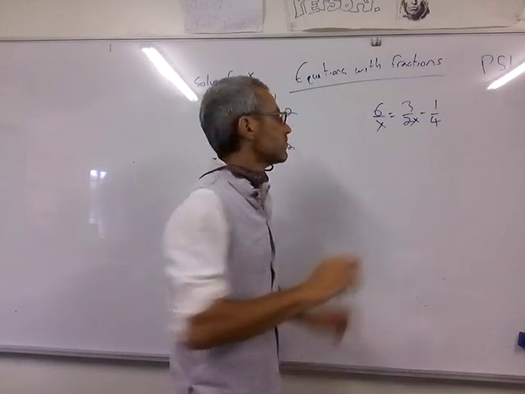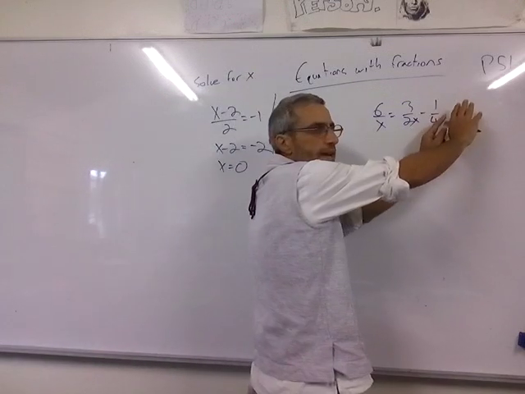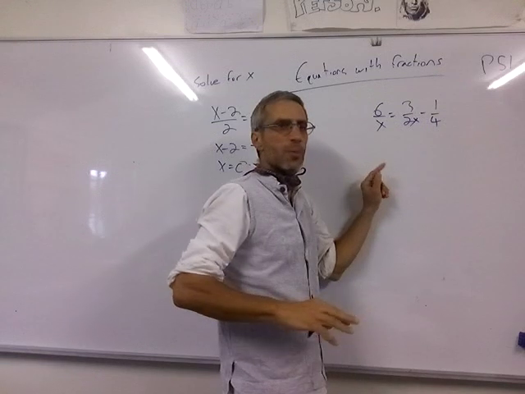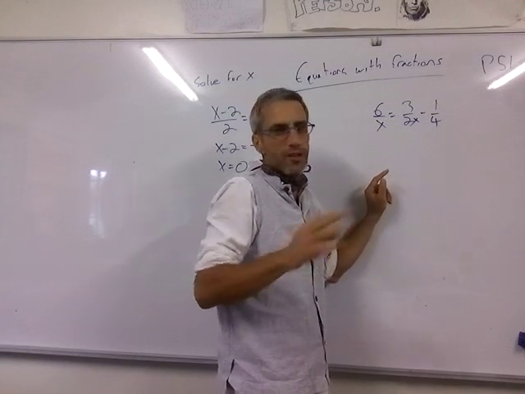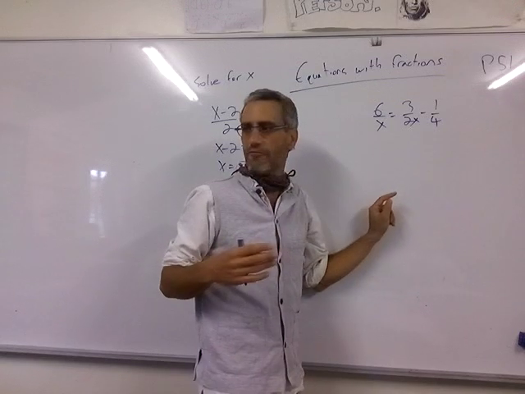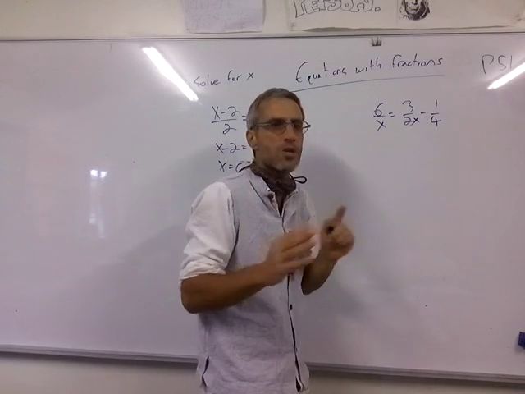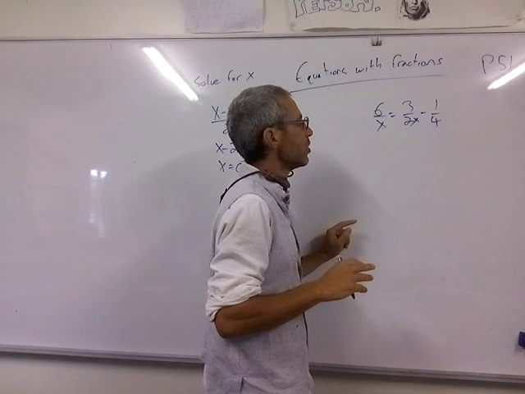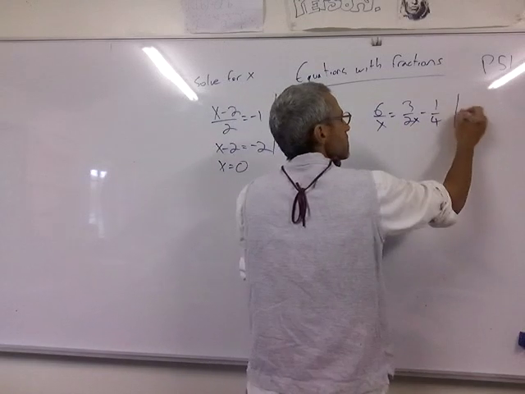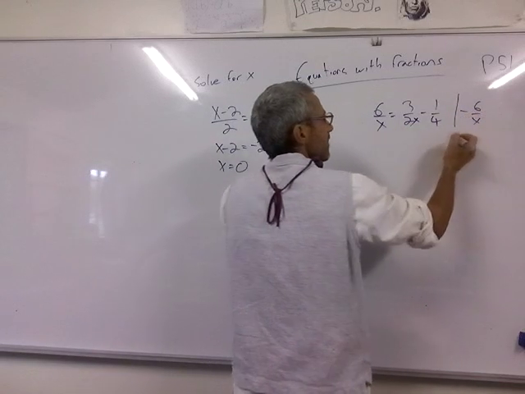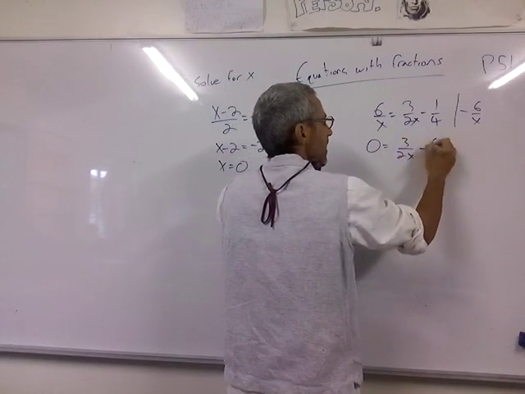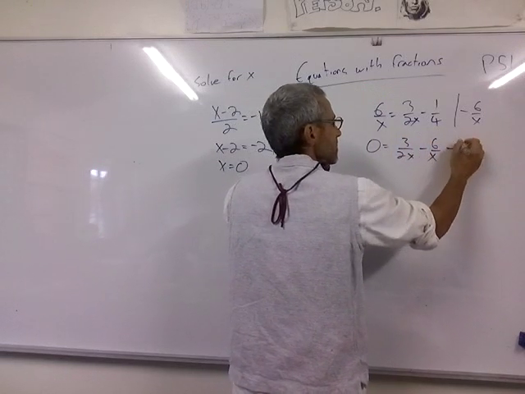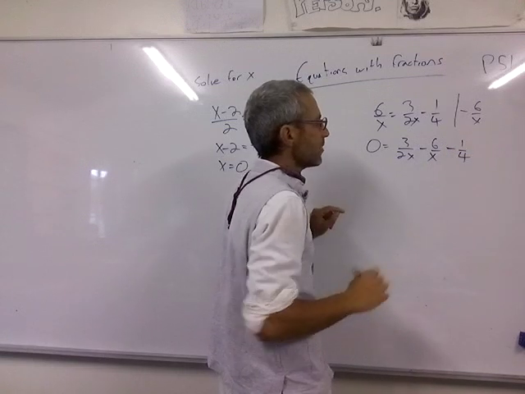So Luana suggests let's move it to the right and then find the lowest common denominator. Absolutely fine. But we can also do it from the beginning. Eventually we'll have to find the lowest common denominator. It doesn't matter when you do it. I'm going to go with what you said. So we're going to do minus 6 over x. So we're going to get 0 equals 3 over 2x, minus 6 over x, minus a quarter. Okay, we can do that.